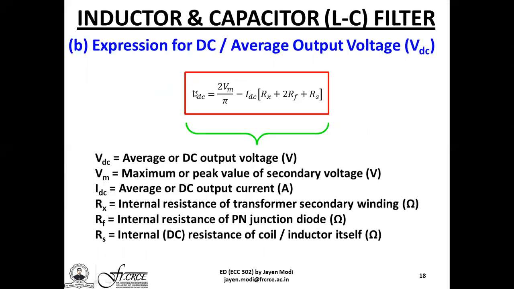The voltage is given by VDC is equal to twice Vm by pi minus IDC, brackets open, Rx plus 2Rf plus Rs. Once again, Rx is nothing but the internal resistance of the transformer secondary winding given in ohms. Rf is nothing but the internal resistance or in the forward bias condition of the PN junction diodes. The term 2 comes due to the fact that you have two diodes working in tandem in series during each half cycle, and Rs is nothing but the internal or the DC resistance of the coil or of the inductor itself.